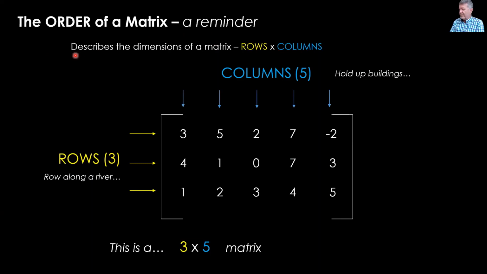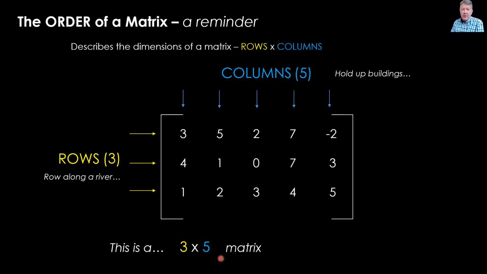Order of a matrix. Now, the order describes the dimensions of a matrix, and it's always the number of rows by the number of columns. In this case, you can see across the way, there are 3 rows and there are 5 columns going down the way. So we say this is a 3 by 5 matrix. Remember that? Awesome.